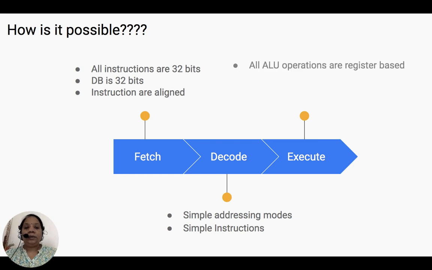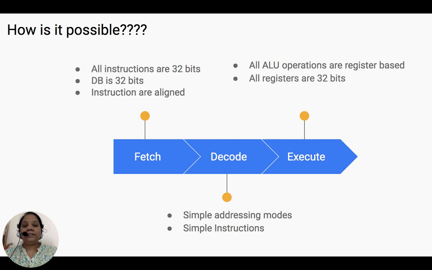Now, the third thing that makes execution complete in one clock cycle is that all arithmetic and logic operations are completely register based. All the operands or data required for both arithmetic and logic operations are stored in registers, and we don't access the memory for getting any operand, right? So that is one of the major advantages of ARM.